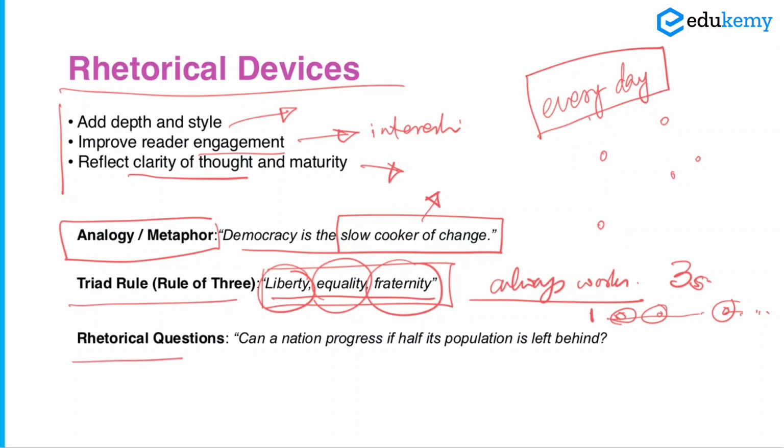Then the other one is use questions. Instead of writing a normal sentence, you can write a question. You can say a nation cannot progress if half its population is left behind. That's one way. Or you can say, can a nation progress if half of its population is left behind? So this is another way that a lot of leaders speak, and this is called a rhetorical question.